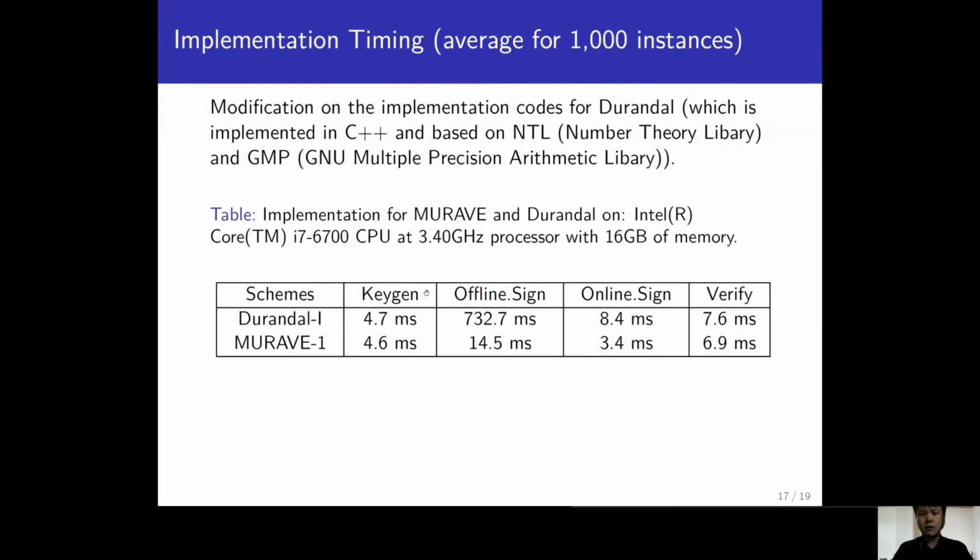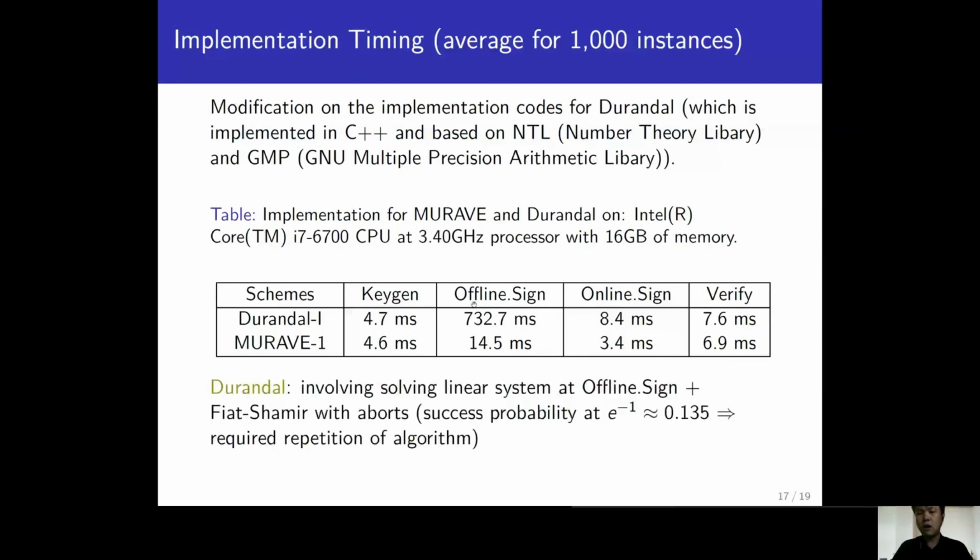As you can see from this table, our signature generation time is much faster than Durandal. The reason is that Durandal involves solving a linear system at the offline stage, and it also requires Fiat-Shamir with aborts, because at each signature generation there's a success probability of about 0.135. Therefore, they need to repeat a number of times in each of the algorithms. Whereas for our signature scheme, we involve only polynomial additions, multiplications and inversion. That explains why our signature is much faster.